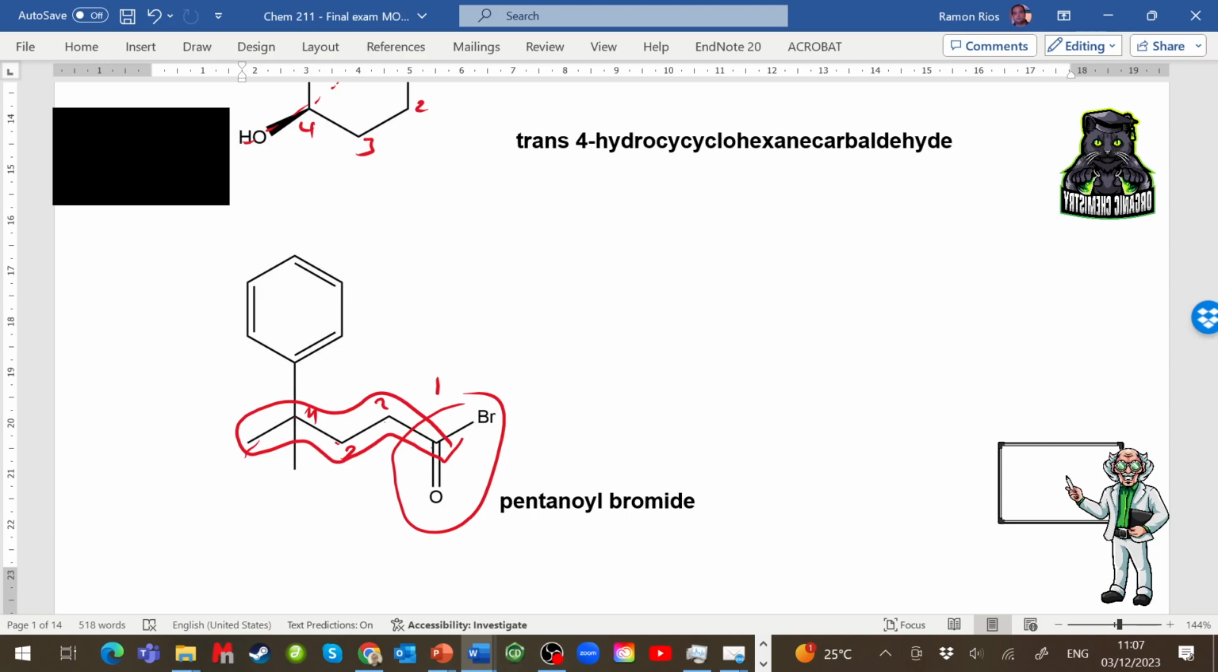Which will be named first? The methyl, because of alphabetical order. That means that what we will have is 4-methyl-4-phenylpentanoyl bromide. Okay?